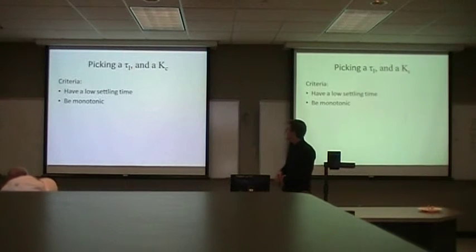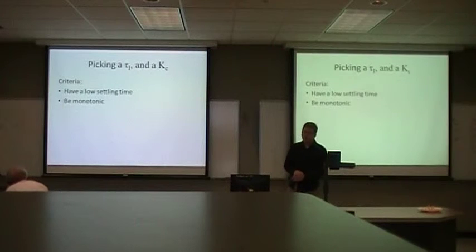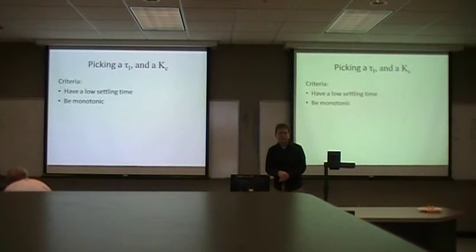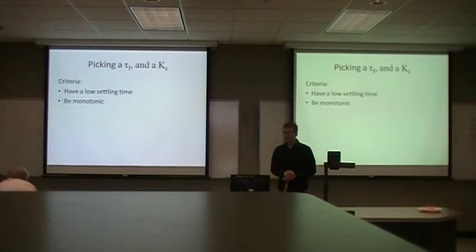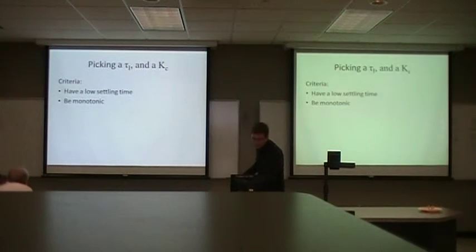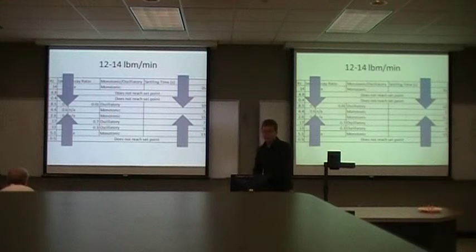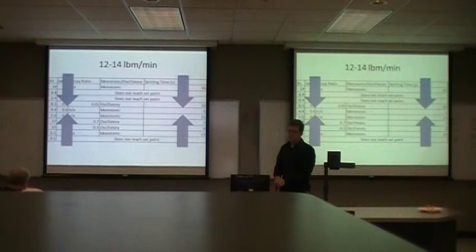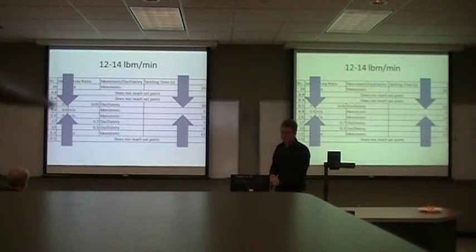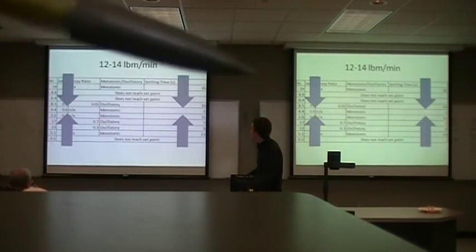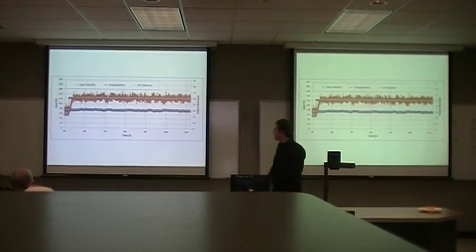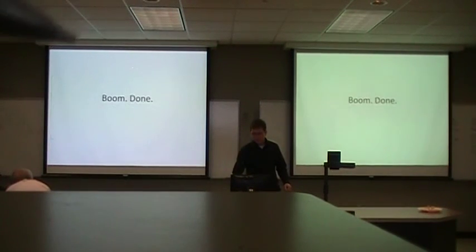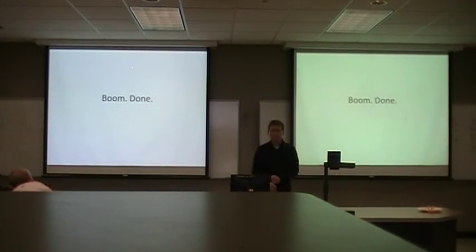So, recommending a tau sub I and a K sub C. Our criteria: it should have a low settling time, it should reach the new set point fairly quickly, and it should be monotonic. So going back through, I picked the 4.4 and 0.6 for K sub C and tau sub I. And here is a graph of what you would get if you use that. You see it goes quickly to the new set point. And boom, done.